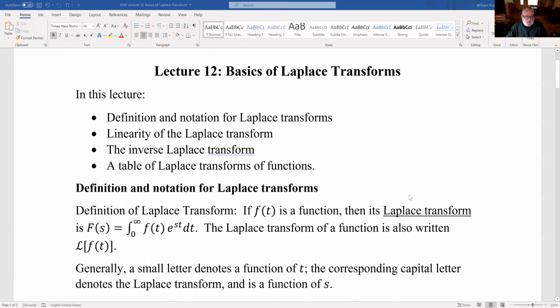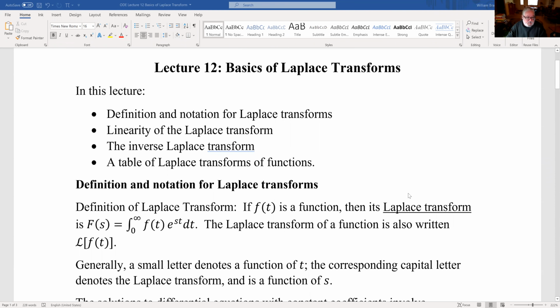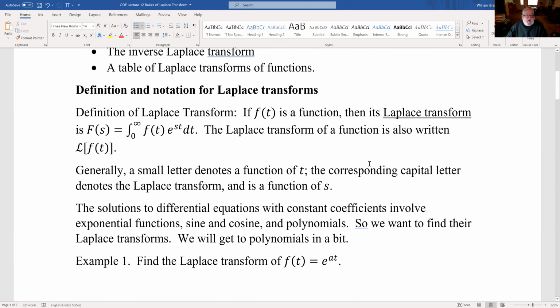Okay, Laplace transforms. So in this lecture, we'll define them, provide some notation. We'll show that it's linear. We'll define what the inverse Laplace transform is and have a little bit of a table. Laplace transforms are a useful way to solve differential equations.